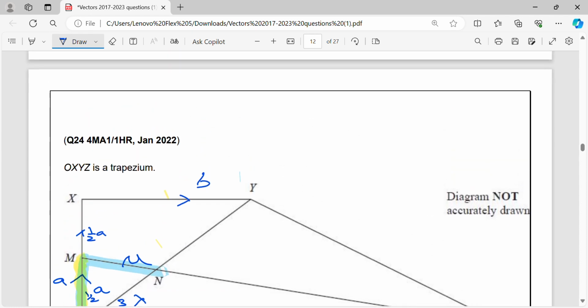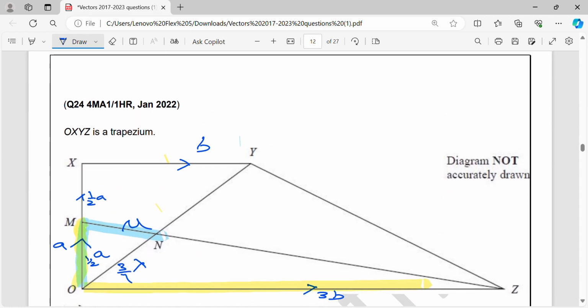This is question number 24 from paper 1 HR January 2022. If you want to watch more videos on vectors, go to the playlist. You will find plenty of questions on vectors.